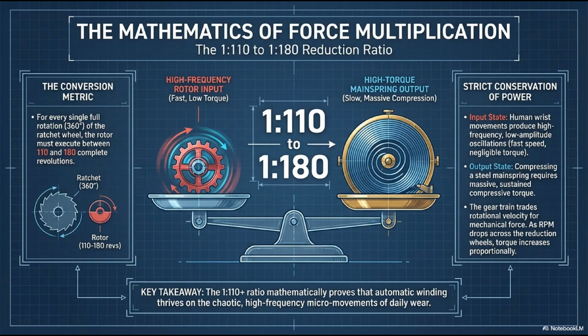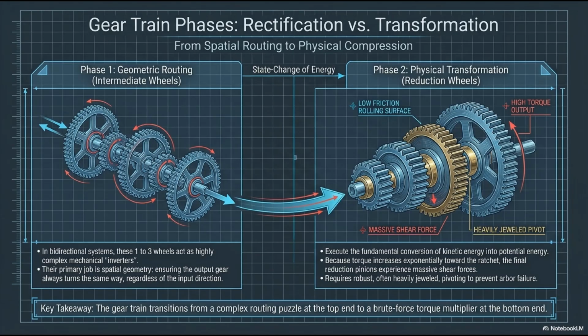It turns nervous energy into unstoppable force. To truly understand the gears, we must realize that the gear train undergoes a fundamental state change of energy as it moves from phase 1 to phase 2. It transitions from spatial routing to physical compression.